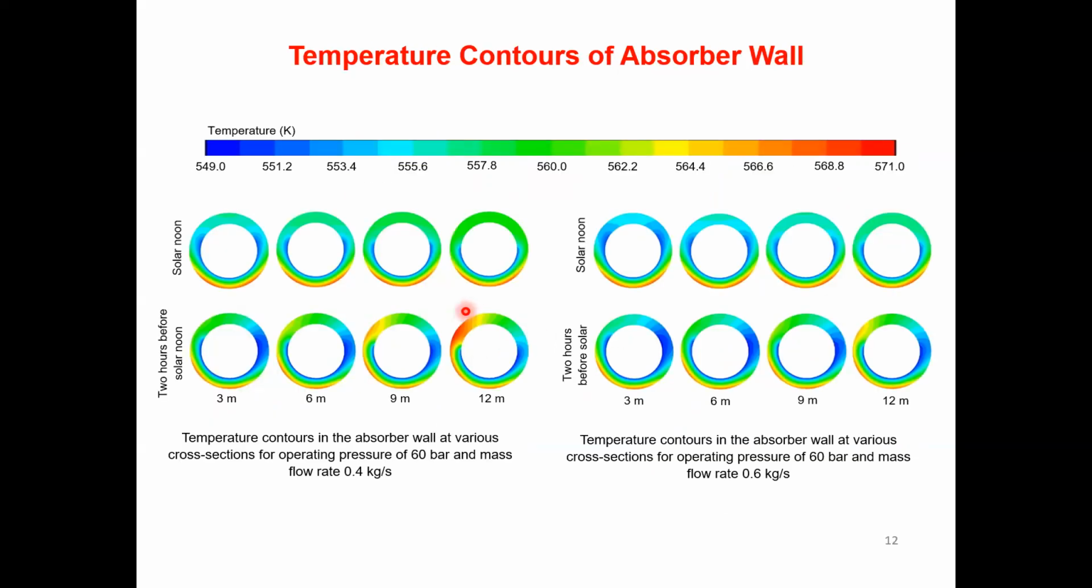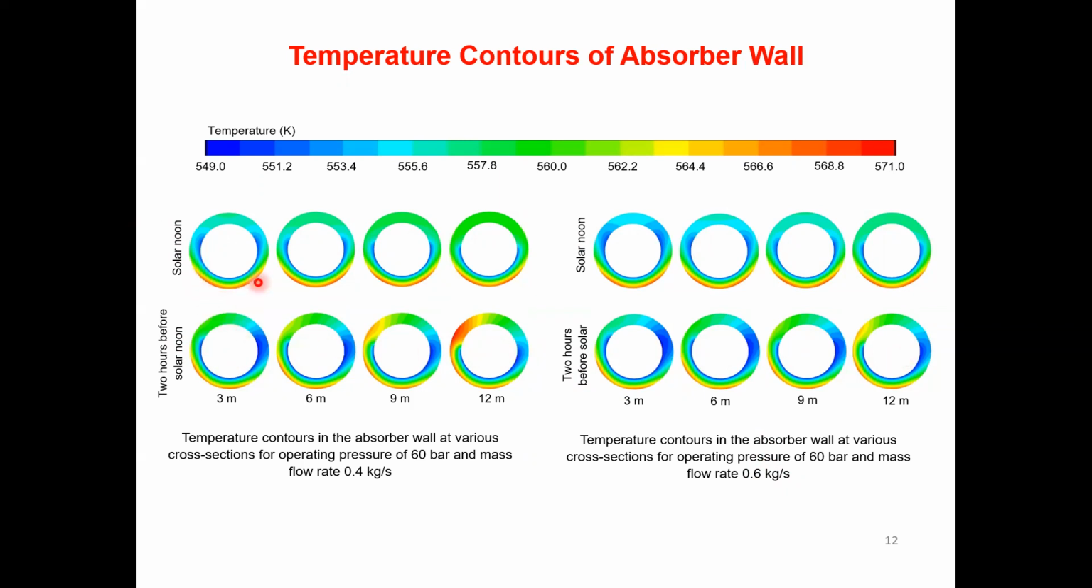These are temperature contours in the absorber wall at axial position 3 meter, 6 meter, 9 meter, and 12 meter from the inlet. These are temperature contours for mass flow rate of 0.4 kg per second, and these are temperature contours for mass flow rate of 0.6 kg per second. These contours are for solar noon, and these contours are for 2 hours before solar noon.